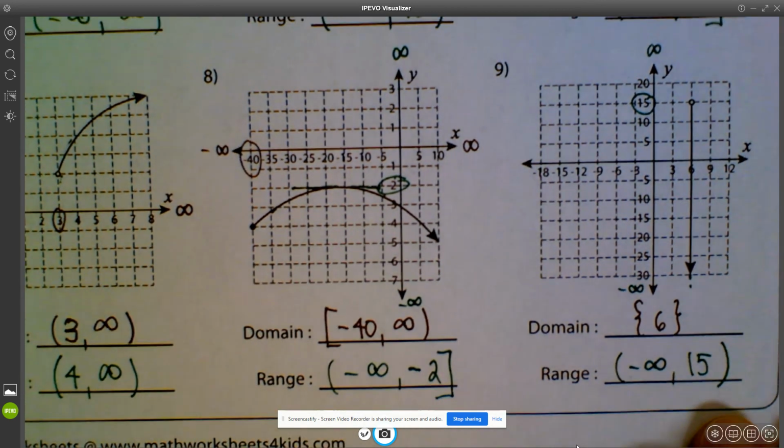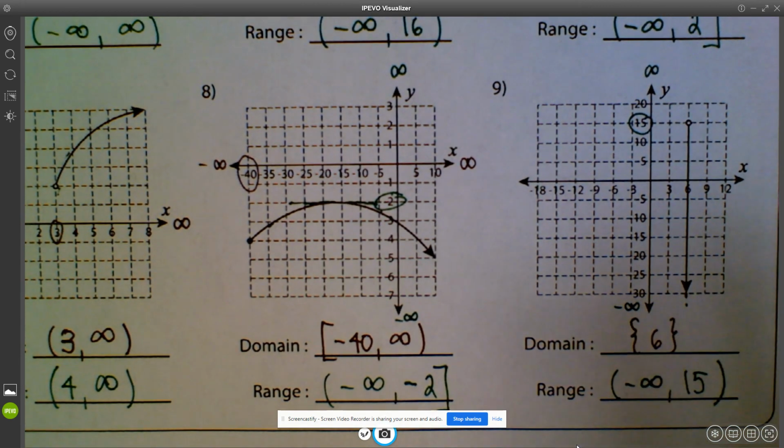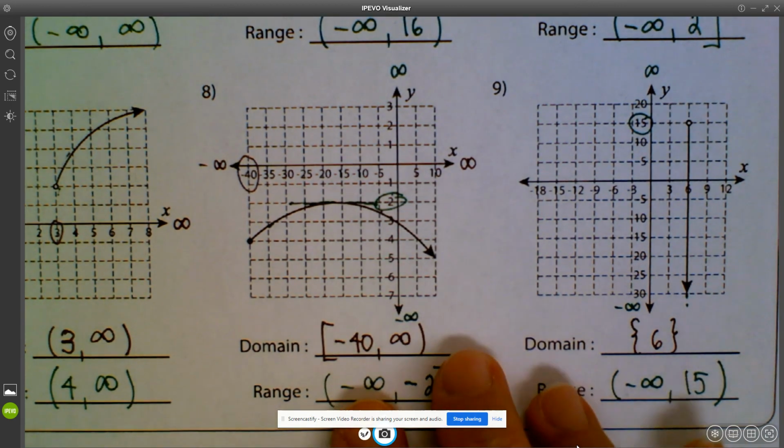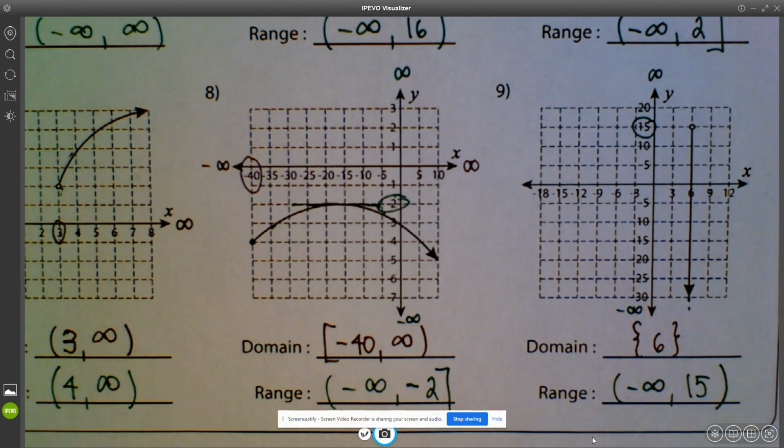Okay? So that's domain and range of graphs that have an infinite part, or an infinite graph. So there it is.